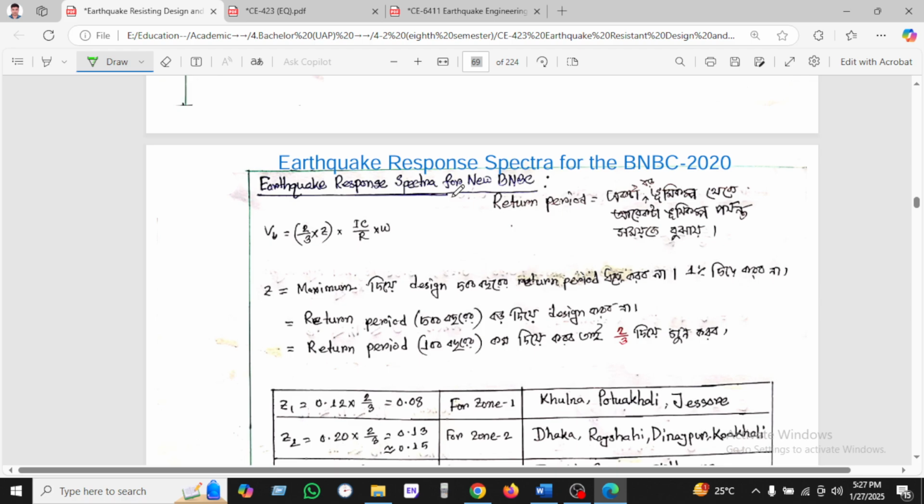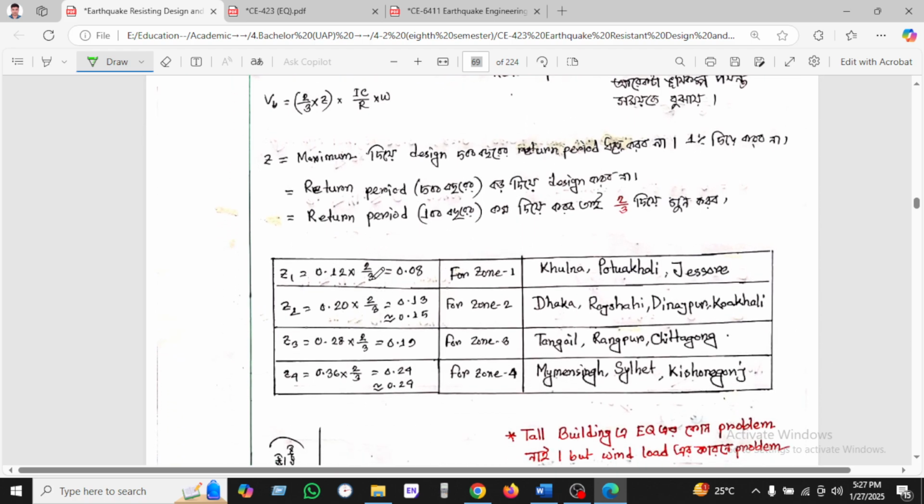And now we can see the response spectrum from BNBC 2020. We have seen B equal to 2.5 into Z into W, and found here. Previously we found that if we multiply by 2/3, then we get the previous earthquake. So we will not take the previous value, but we will take 0.12, 0.20, 0.28, 0.36.